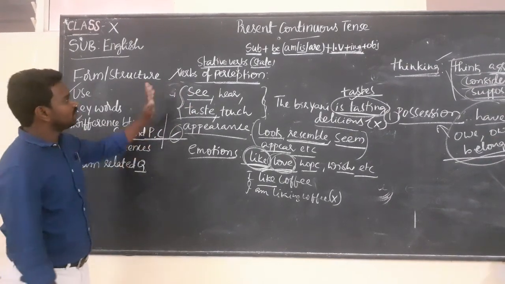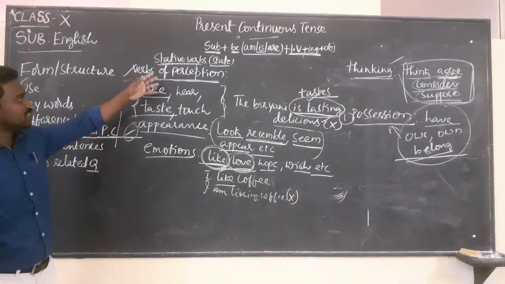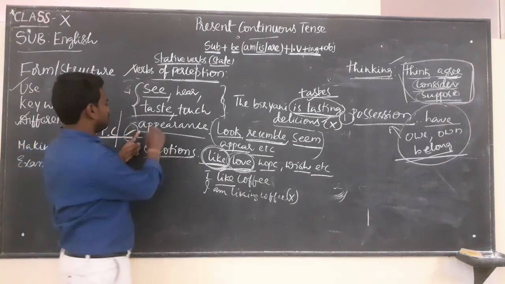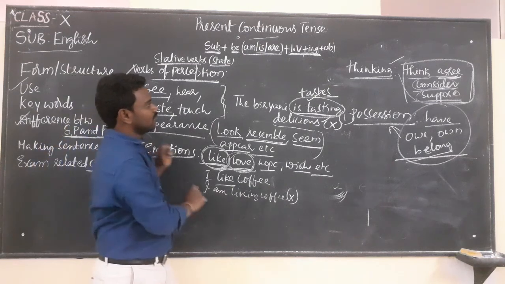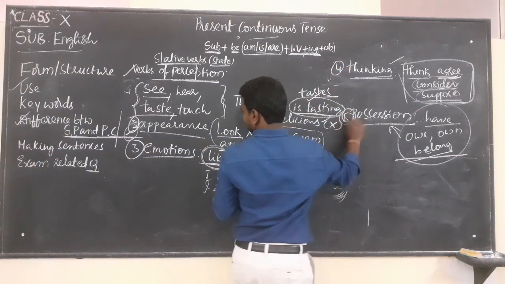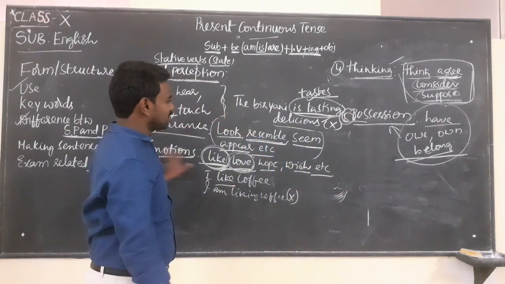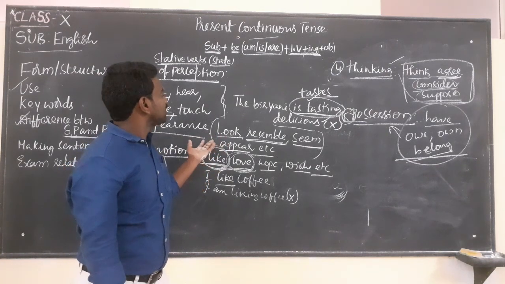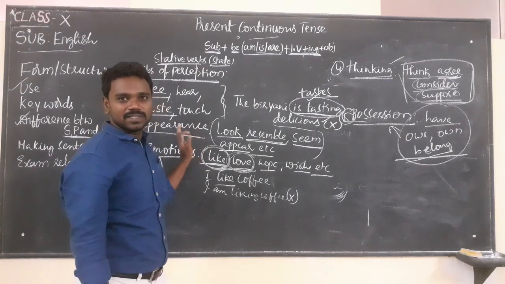So you follow these points, right? What points have we discussed here? Stative verbs: verbs of perception, verbs of appearance, verbs of emotions, verbs of thinking, and verbs of possession. Right, these are the verbs we use. Whenever these verbs come in present continuous, they are wrong. So you should use them only in simple present tense.